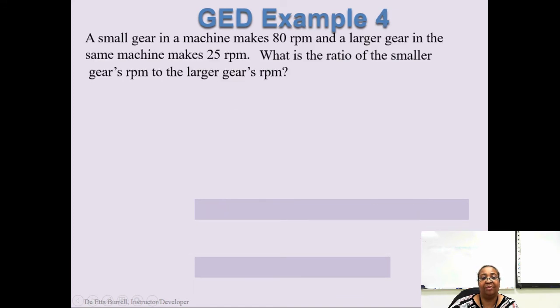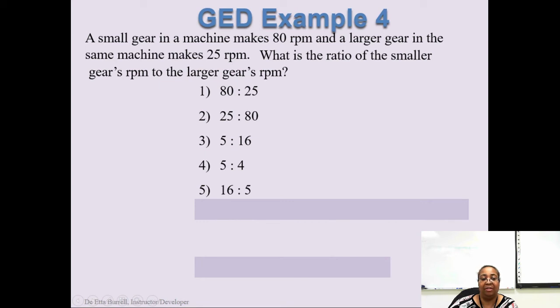Question 4. A small gear in a machine makes 80 RPMs, means revolutions per minute, and a large gear in the same machine makes 25 revolutions per minute. What is the ratio of the smaller gear's RPM to the larger gear's RPM? So these are the choices in the problem. Let's actually see what the plan is. We've got 80 and 25.